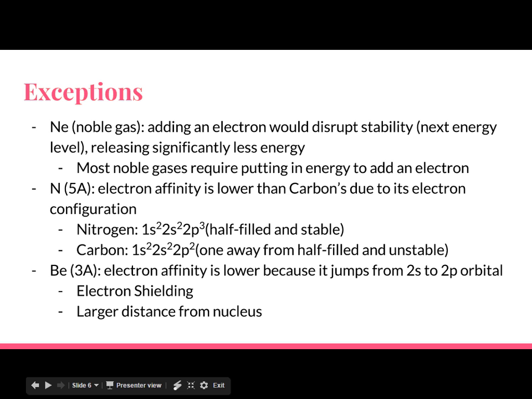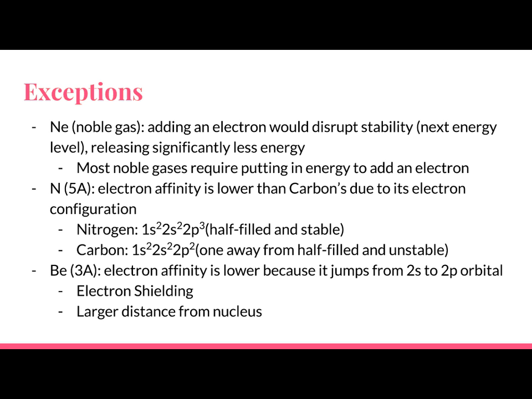So with neon, the reason that there's an exception is that adding an electron would disrupt this stability and push it up to the next energy level, as well as up to the S block, and that would release significantly less energy. Like, most noble gases require putting in energy to add an electron. So for the exception in 5A, the example that we used was nitrogen. The electron affinity is lower than carbon's due to its electron configuration.